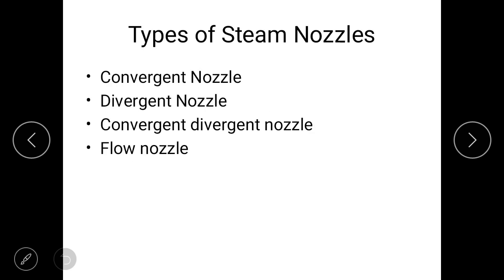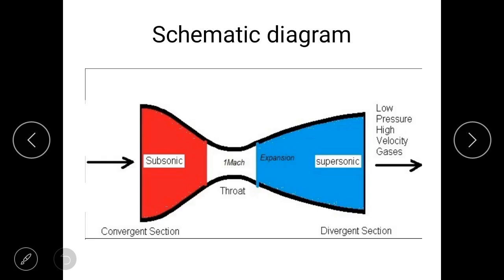There are three major types of steam nozzle available: the convergent nozzle, the divergent nozzle, and the convergent divergent nozzle, and the fourth one is the flow nozzle. A flow nozzle is a simple nozzle with which the output and input cannot be determined. So simply it is a tube. First we go for the schematic diagram.